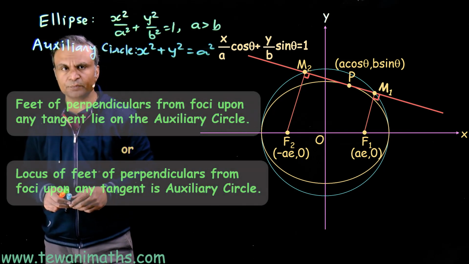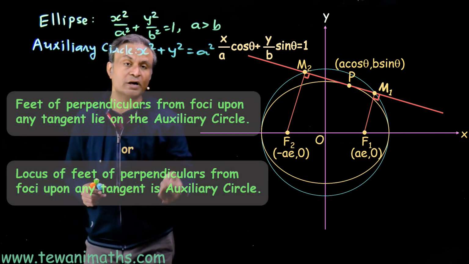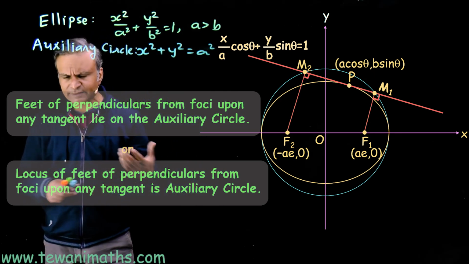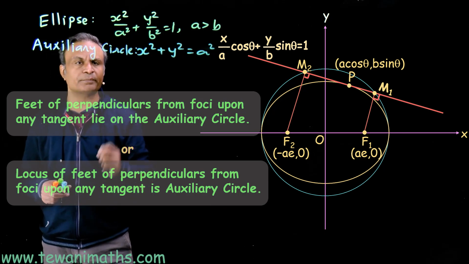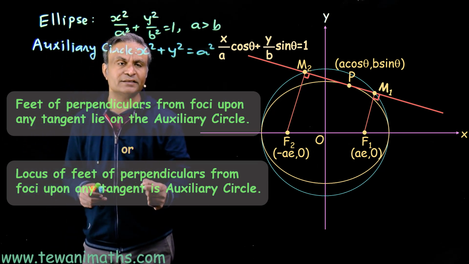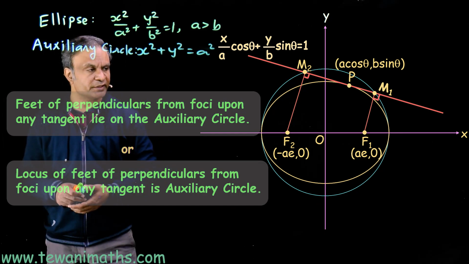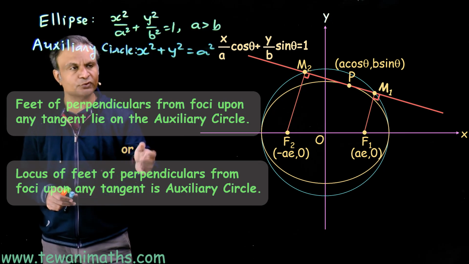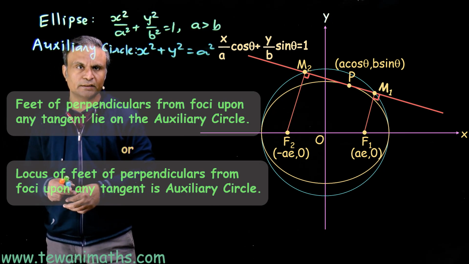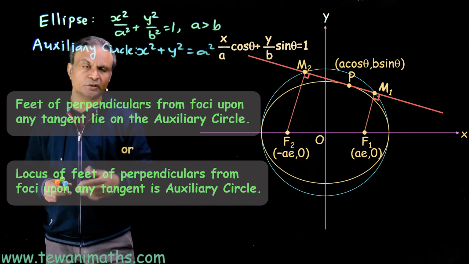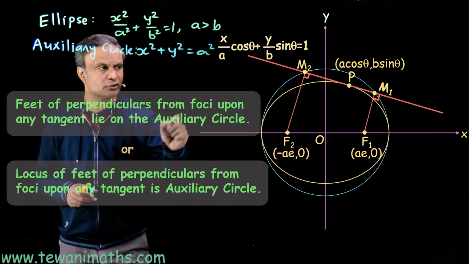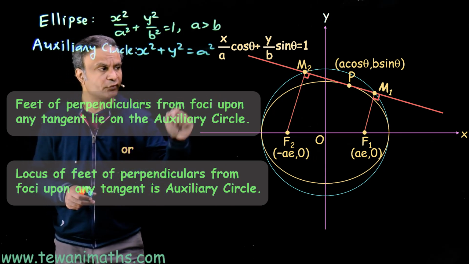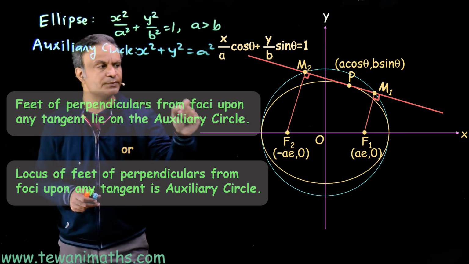We have this first property that feet of perpendiculars from foci upon any tangent lie on the auxiliary circle. Or we can say that locus of feet of perpendiculars from foci upon any tangent is auxiliary circle. Property is points m1 and m2 lie on the auxiliary circle. Let's prove this. To prove this, we use the locus concept. We will find the equation of locus of point m1, which is point of intersection of line f1 m1 and tangent to ellipse at point P.